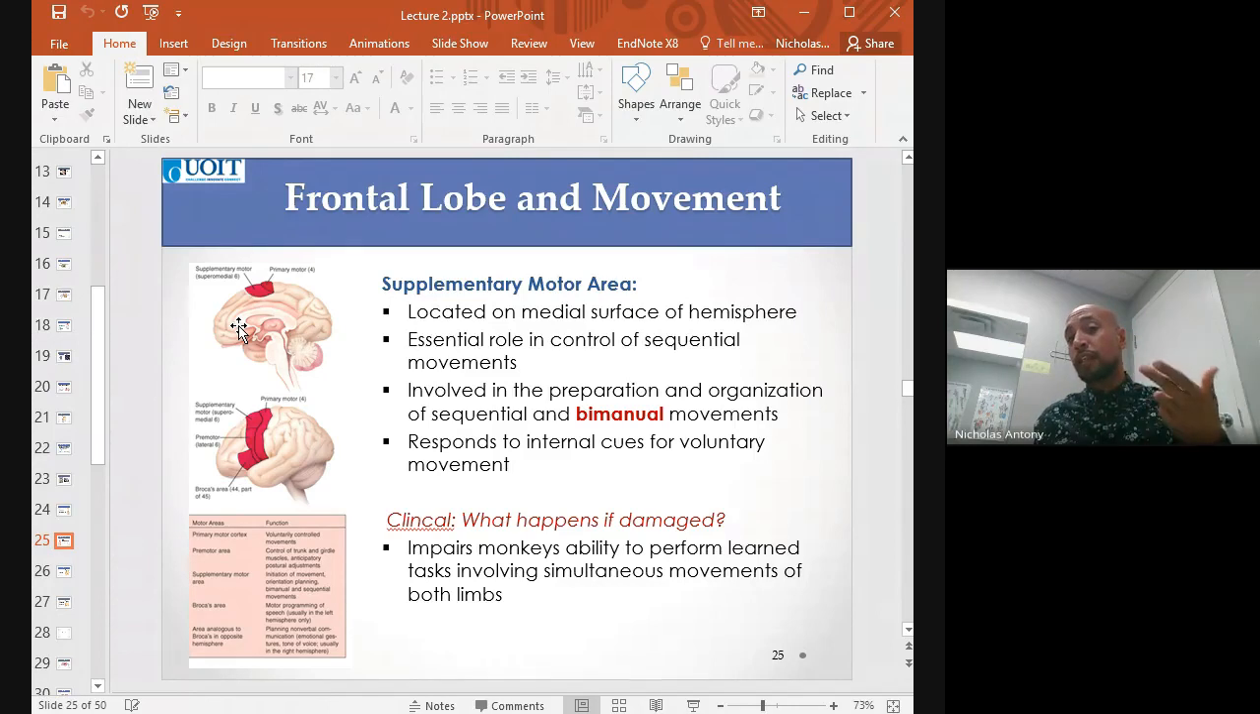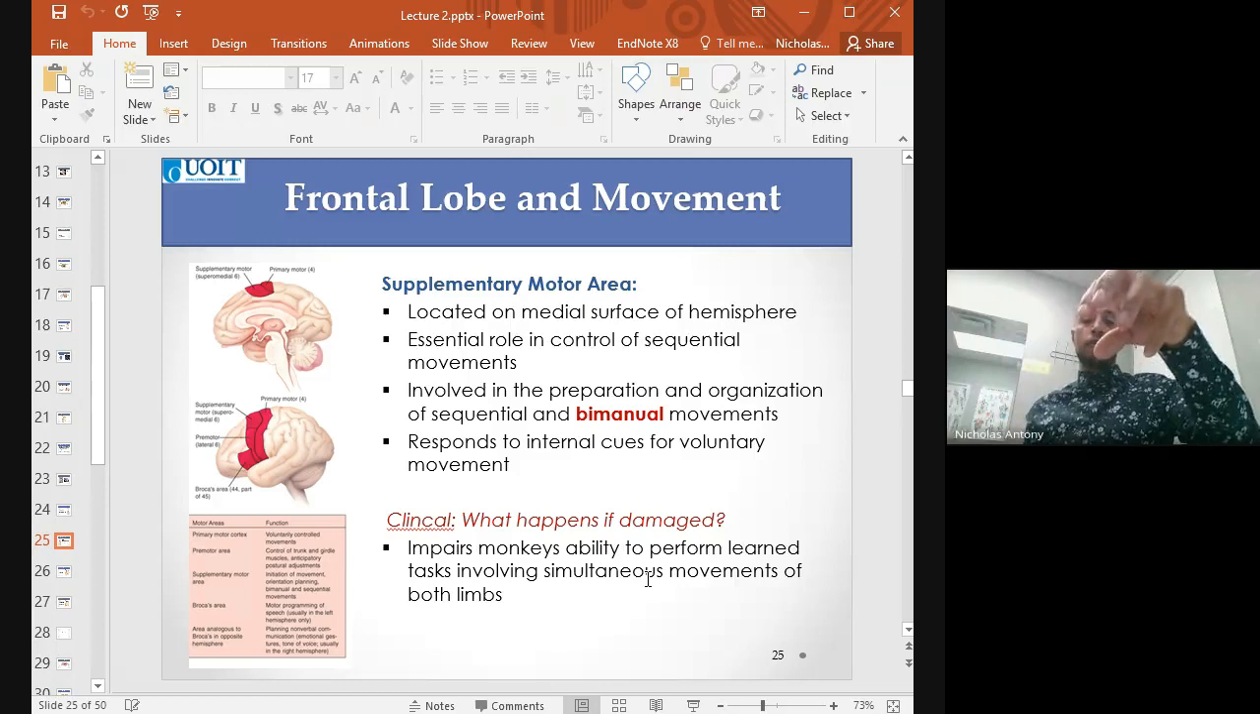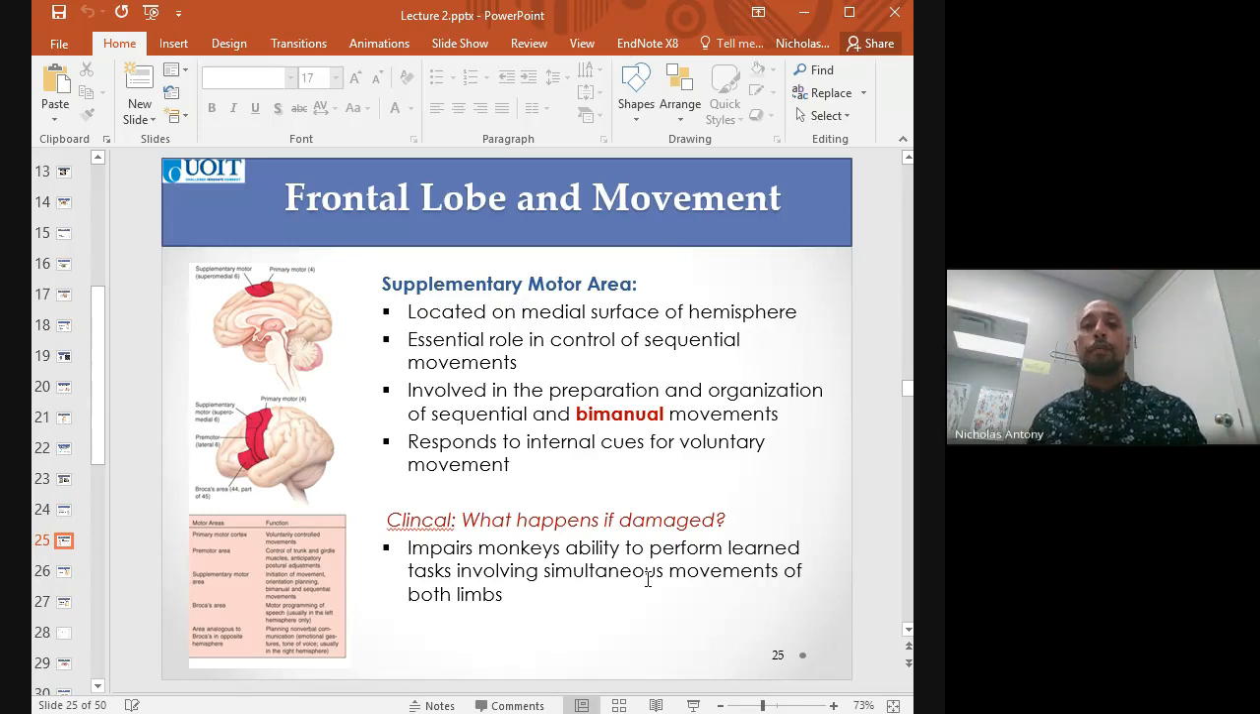And so the area of the brain that's coordinating how to do that in real time, or sequential movement, is the supplementary motor area. And how they figured that out was again through monkey studies. In this study, the monkey had to get food: it had to reach from a bowl, grab food, and drop it through a hole because there was a table and it couldn't reach with the other hand, and then it would be able to take that food and put it into its mouth. Once they damaged the brain in the supplementary motor area, the monkeys couldn't coordinate that.